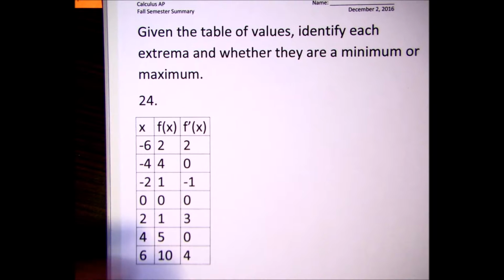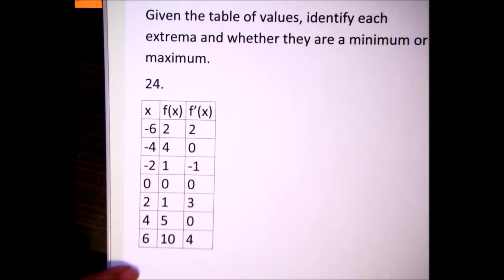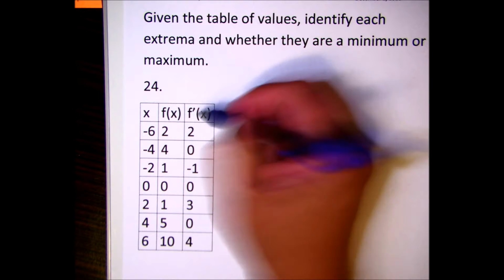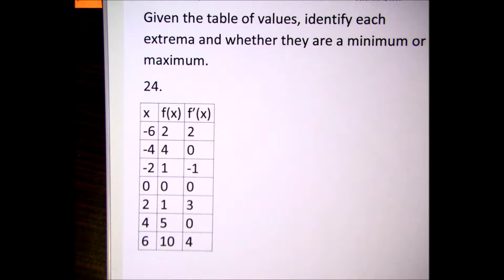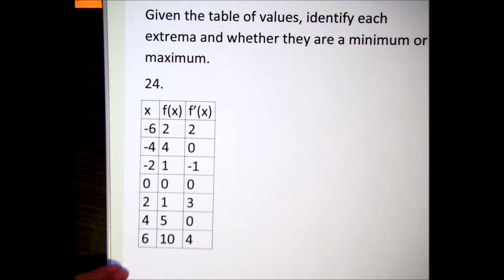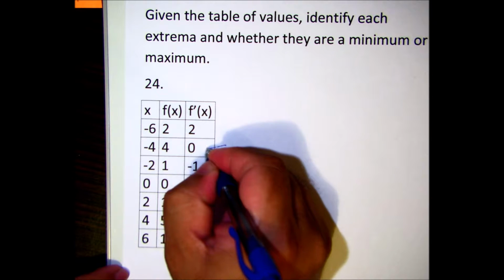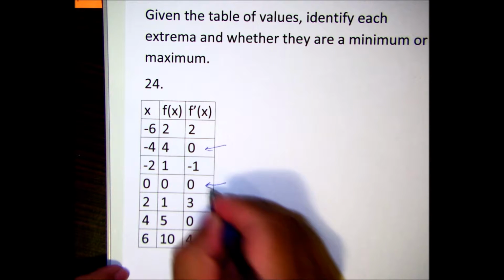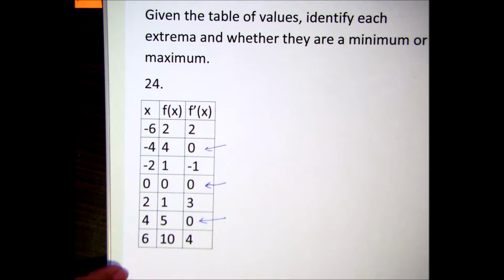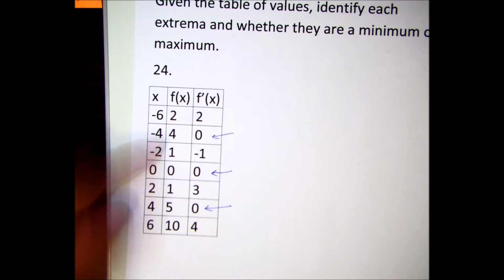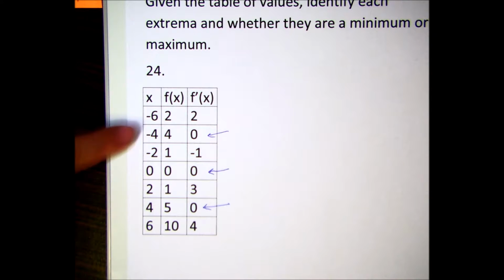Okay, the directions are to find and identify extrema and state whether they're minimum or maximum. Number 24, we're given the function and its derivative values. Alright, so critical points occur when the derivative is 0. So here, here, and here. And so those are my critical values, but now, are they minimum or maximum or any kind of extreme? Well, are they minimum or maximum?